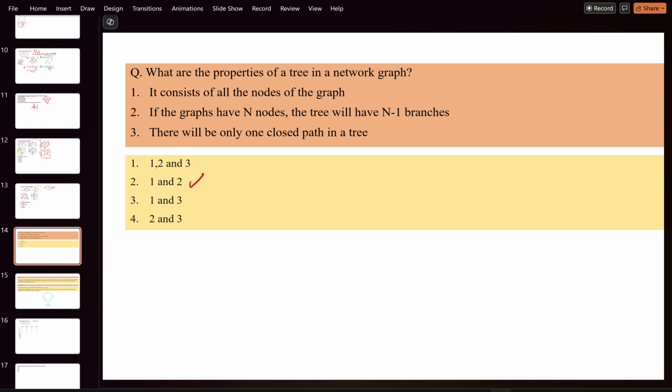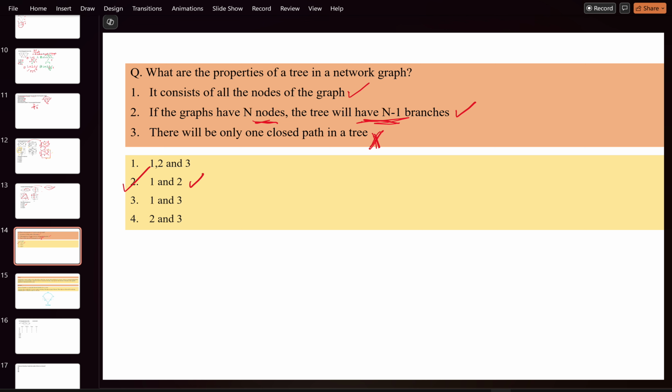Okay, I got one more answer, option two. So all have given option two. That is correct actually. From the basic definition itself, all nodes should be part of the subgraph. Also, if there are n nodes, the tree will have n minus one branches. That is also correct. But there will be no closed loop formation. So this option is correct. The correct option is option two.